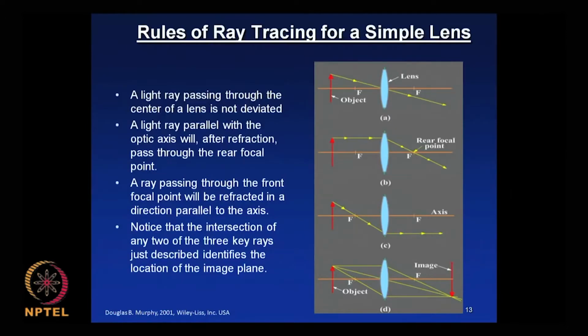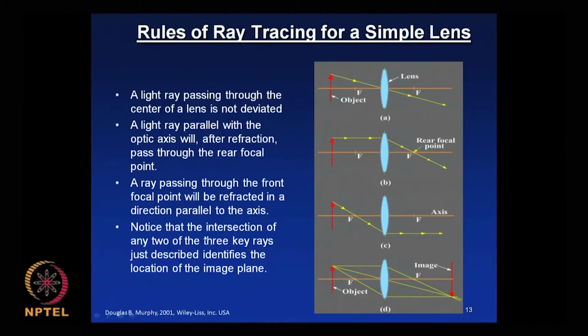If you look at this schematic, the first image A shows a light ray passing through the center of the lens is not deviated. That is the first rule. A light ray parallel with the optic axis will, after refraction, pass through the rear focal point. So, this is the rear focal point. A ray passing through the front focal point will be refracted in a direction parallel to the axis. So, this is what it is. It is parallel to this axis.